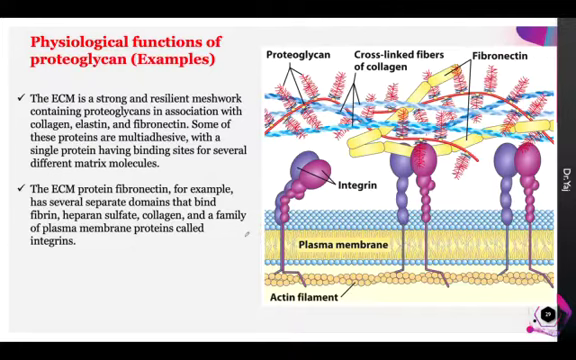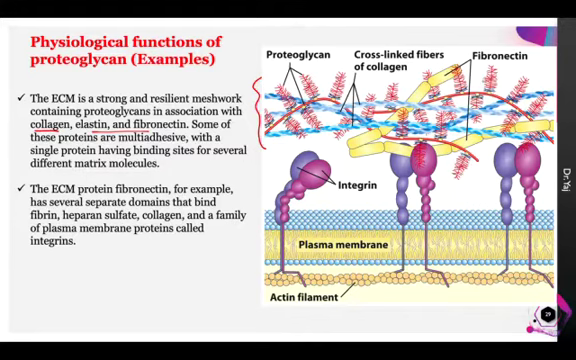Now let us look at another physiological function of proteoglycan. The extracellular matrix is a strong, resilient meshwork. As you can see here, it has a lot of components, and mostly it consists of collagen, elastin, and fibronectin. And some of these proteins are multi-adhesive with several binding sites.